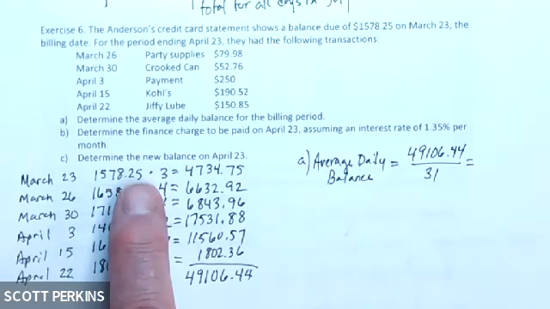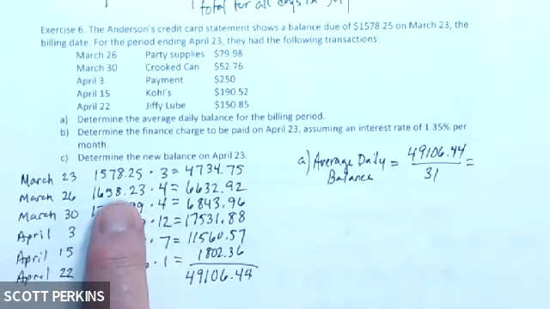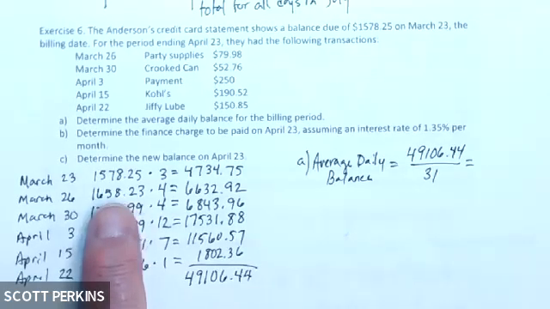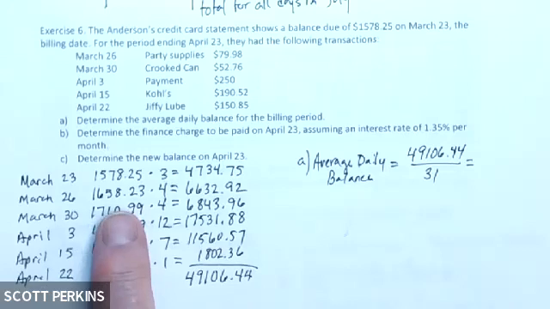It's like that for 3 days, the 23rd, 24th, 25th. Then they bought some party supplies, took the balance up to $1658.23. And that was like that from March 26th to 26th, 27th, 28th, 29th. Okay, the balance doesn't change again until the 30th. So that's 4 days.